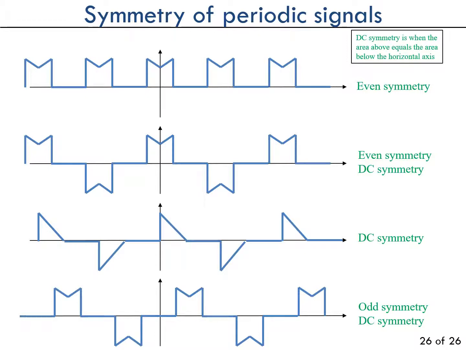There's no even symmetry, no odd symmetry, just DC symmetry. Now for the fourth plot at the bottom, that is DC symmetric. The area above is equal to the area below, and has odd symmetry, where you can take the right side and you can reflect it about the y-axis and then reflect it again about the x-axis and then get that left-hand side.